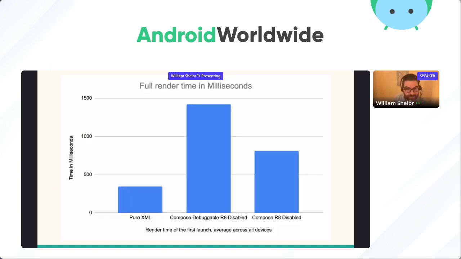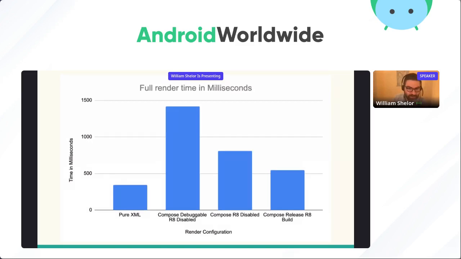Here's what we found. First, let's look at what happened when we disabled debuggability. As you can see, pretty good first step. Compose views with debuggability disabled took an average of 810 milliseconds. So by using a release build instead of a debug build, it takes a pretty significant step.